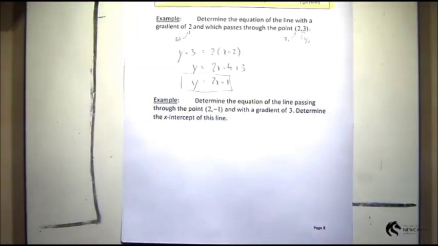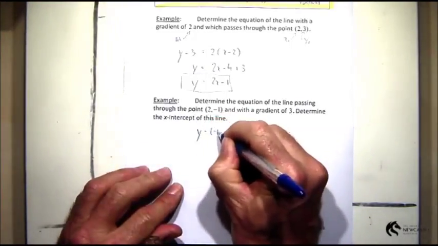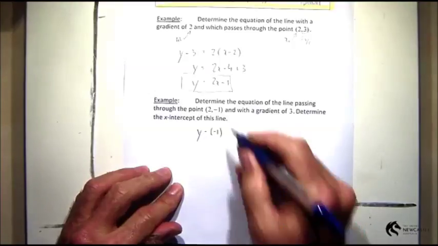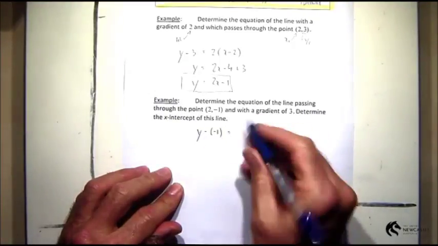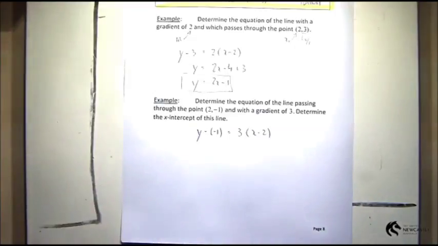Determine the equation of the line passing through the point, that and gradient 3. Beauty, we can do that. Exactly the same as this. So it will say y minus, now in this case y1 is minus 1, is equal to, my gradient is 3, x minus x1. There's my equation of the line, done.